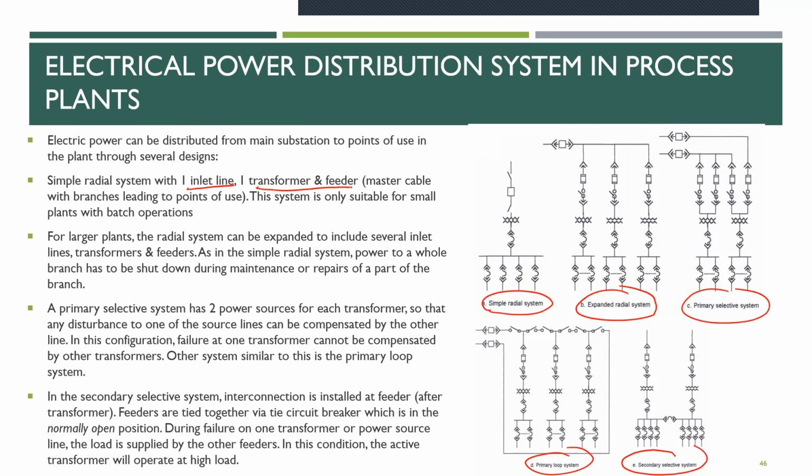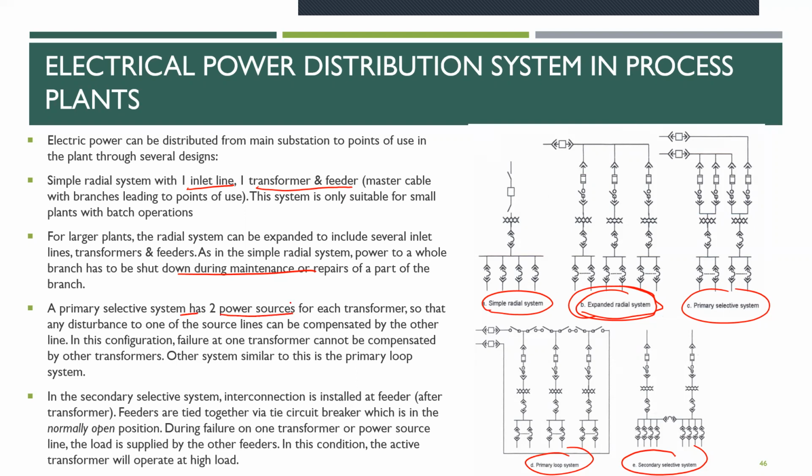For larger plants, the radial system can be expanded, which we call the expanded radial system. As in the simple radial system, the power to a whole branch has to be shut down during maintenance or repair. In this expanded radial system, it can become a backup if there is maintenance or a failure of one utility source. It will not result in the total loss of service in this case.